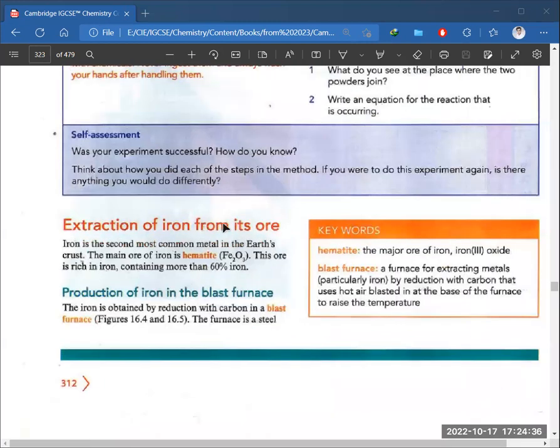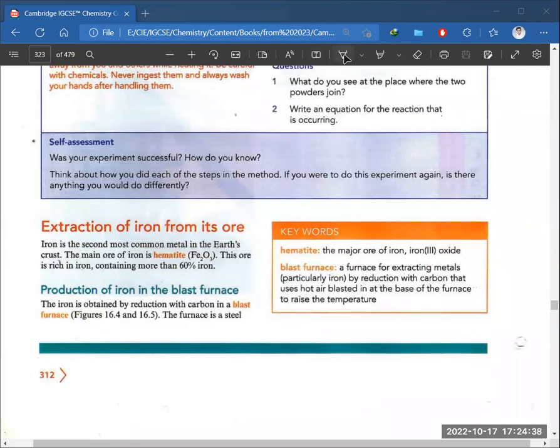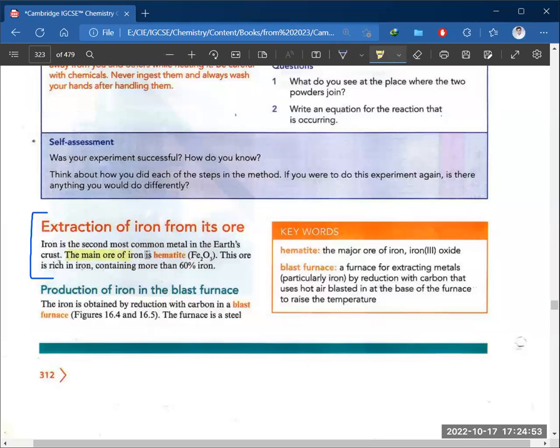Now we have this right here. Look, extraction of iron from its ore. Start reading from here, Diana, quick. Extraction of iron from its ore. Iron is the second most common metal in the Earth's crust. The main ore of iron is hematite, Fe2O3. This ore is rich in iron, containing more than 60% iron. Now they won't ask if it's 60%, so you don't have to memorize that. Next thing is Safa, start reading.